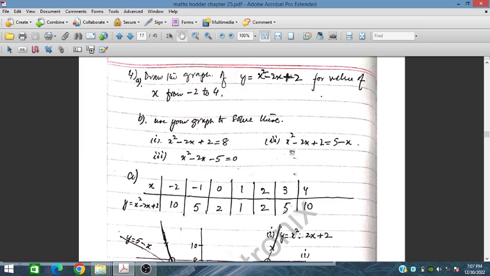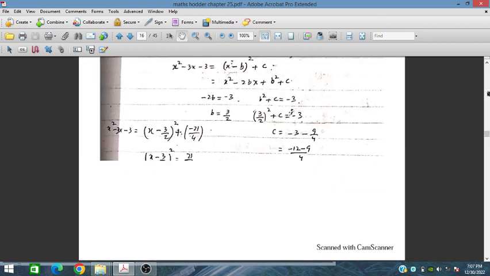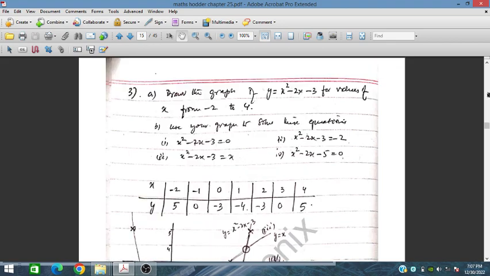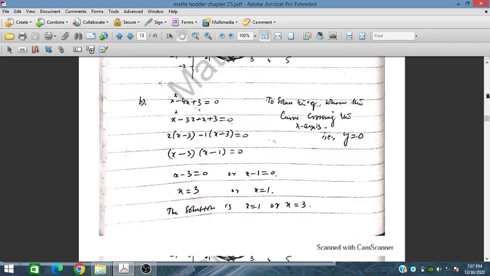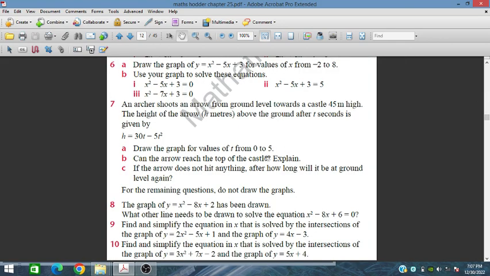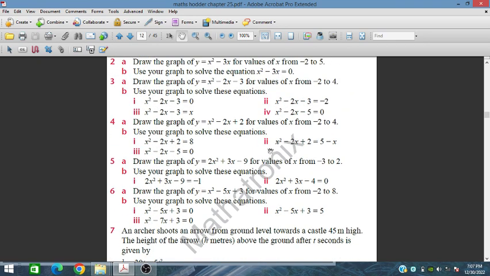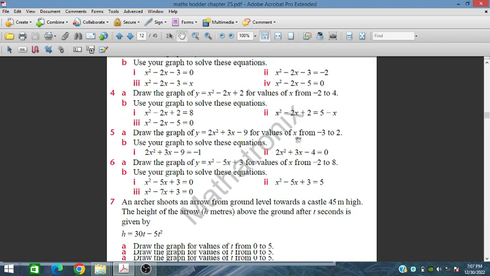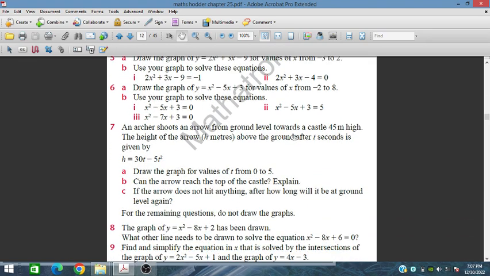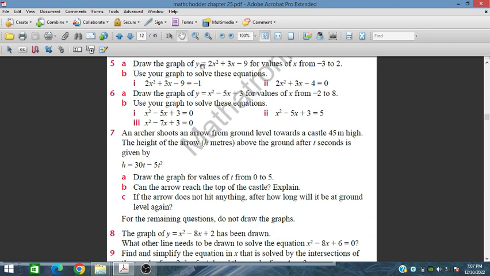And let's move to question number 3, and let's solve question number 5. Draw the graph y is equal to 2x squared plus 3x minus 9 for values of x from minus 3 to plus 2, and use your graph to solve these equations. So we have to solve this.